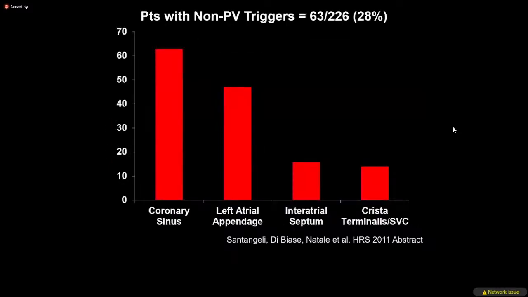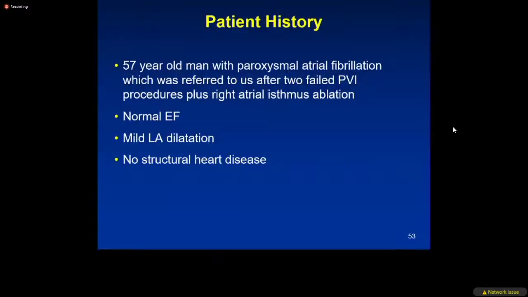And where are those non-PV triggers? This is the list. Obviously, I mentioned once the PV and posterior wall are isolated, because obviously in our lab, that is out of the picture. Otherwise, the posterior wall is obviously a source. You have coronary sinus, left atrial appendage, septum, then the crista, the SVC. So I'll show you a case here.